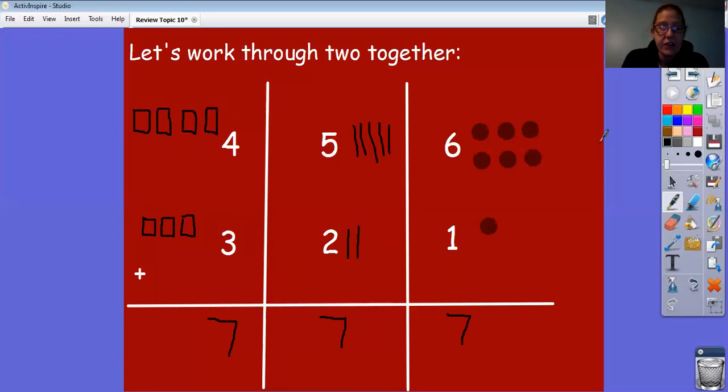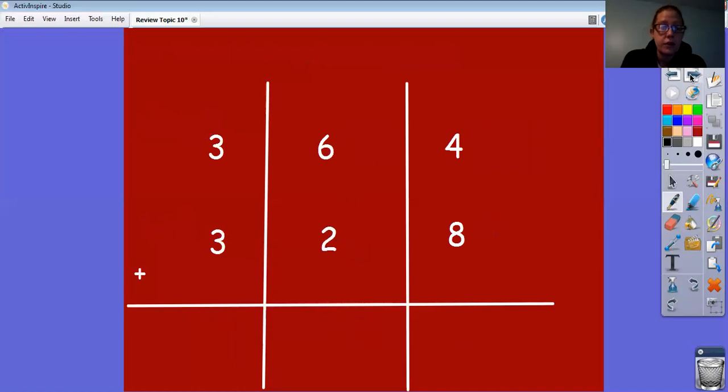All right, so this one, we obviously didn't have to regroup. We could just add straight down. So our next one is going to involve regrouping. Our next equation is 364 plus 328.